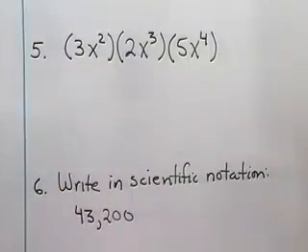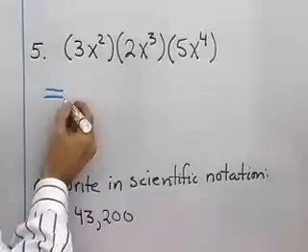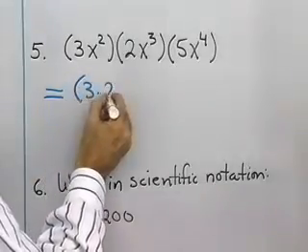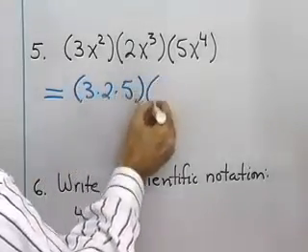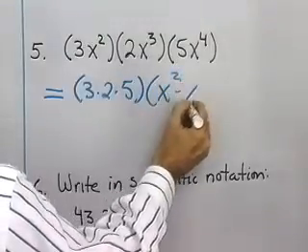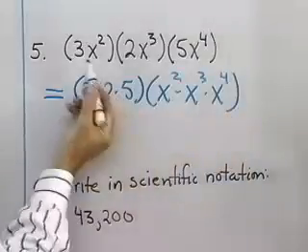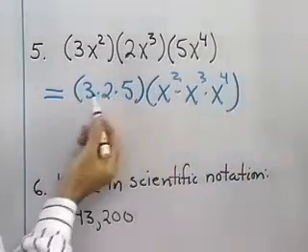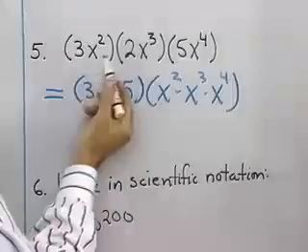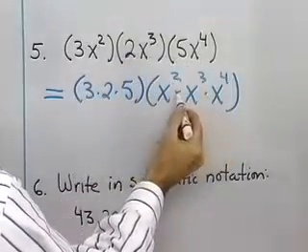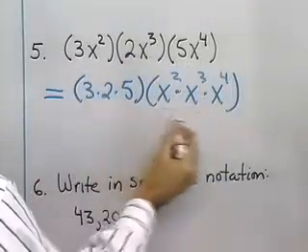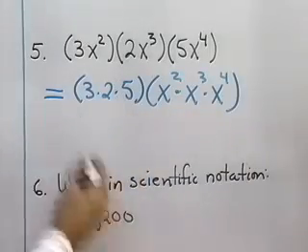Here's another problem I want to simplify. I'll have to use the commutative and associative properties. I'm going to rewrite this as 3 times 2 times 5 times x squared times x to the 3rd times x to the 4th, where I take my numbers in front, these coefficients, and write them together, and then x squared, x cubed, and x to the 4th, writing those together. That is the commutative property and associative property for multiplication.